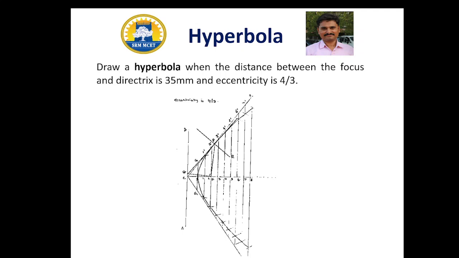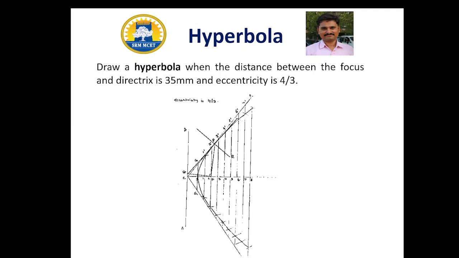Next, draw a perpendicular line DG at D such that DG is equal to DF. Next, join the points C and G. Extend the line up to a certain limit. In the triangle DCG, DG by DC equals DF by DC equals 4 by 3.